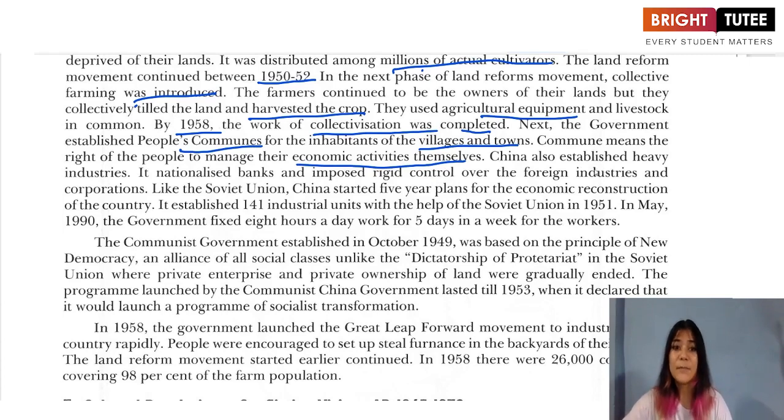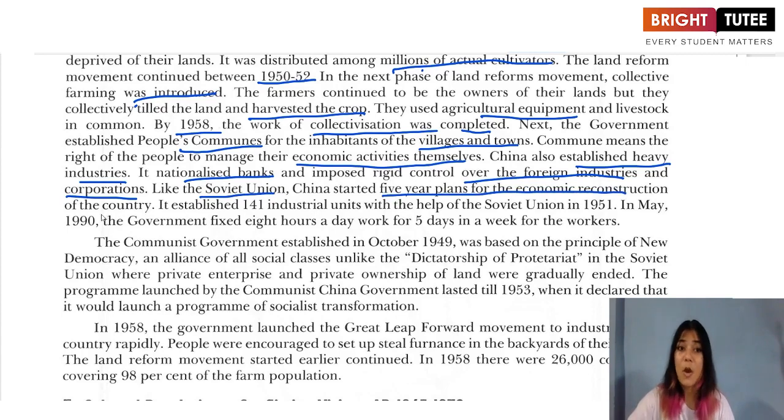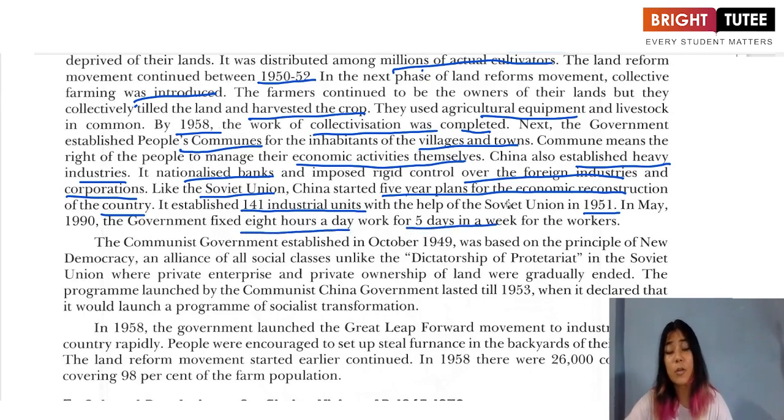Now, apart from these, the government also established heavy industries. It nationalized banks. It imposed control over foreign industries and also foreign corporations and businesses. Like Soviet Union, China started 5-year plans for the economic reconstruction of the country. Now, Soviet Union continued to provide assistance to China, and China established 141 industrial units with the help of Soviet Union in the year 1951. The Chinese government fixed 8 hours a day of work for 5 days in a week for all the workers who worked in the industries, who worked in the factories.